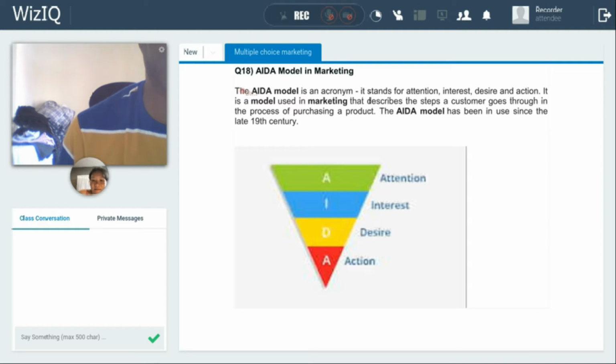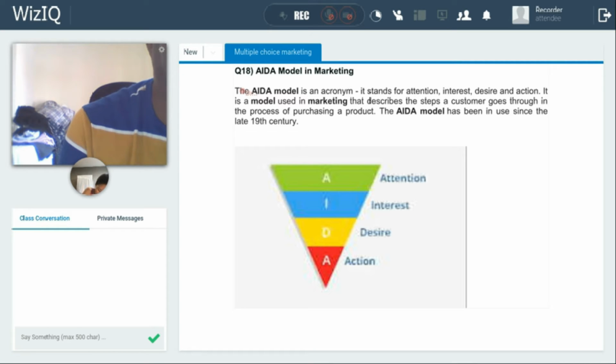So it's called the IDA model. It's the IDA model of marketing communication, commonly used for marketing communication. Now, where it says attention, you can also say awareness. So attention stroke awareness. Those are interchangeable. If you see awareness, it means attention.